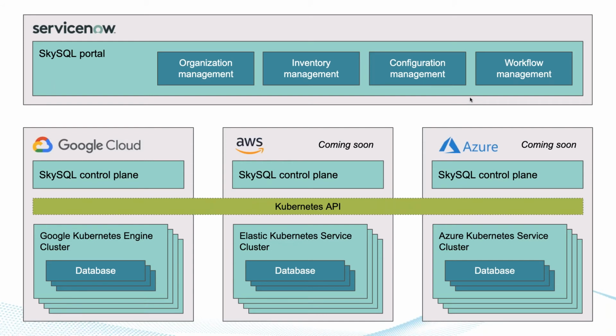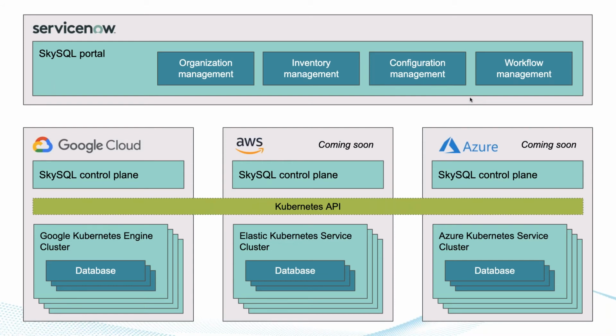Because we know that creating a database or creating indexes, these aren't necessarily all simple tasks. They're a workflow all together in order to be able to maintain a database underneath. But the portal can really only get you so far, and so we created a SkySQL control plane which communicates to and from the SkySQL portal, and then allows us to communicate with a Kubernetes API that sits in between the control plane and ultimately the database.